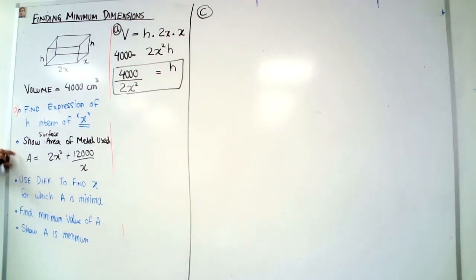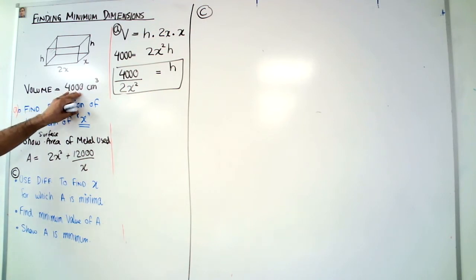Show the surface area. Now use differentiation to find that part, which we do now, to find x when A is minimum. So we want to find a length where we still achieve the 4,000 centimeter cubed volume, but we use the minimum amount of sheet metal. So we save money. So let's have a look.